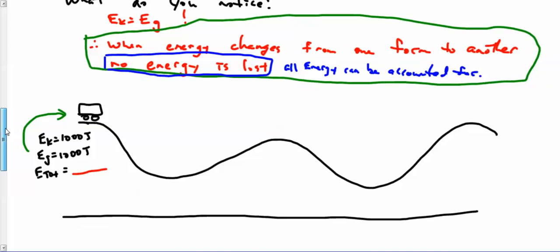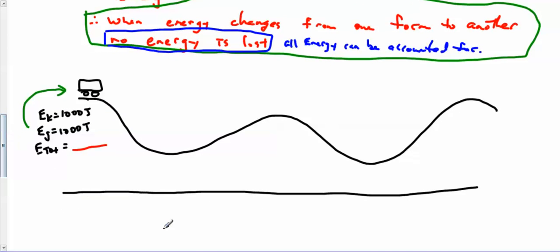So let's look at this roller coaster car. Here it is at the top of a hill. It has, let's just say randomly, 1,000 joules of kinetic energy. It's got 1,000 joules of potential energy. How much mechanical energy or total energy will it have? 2,000 joules. Okay.